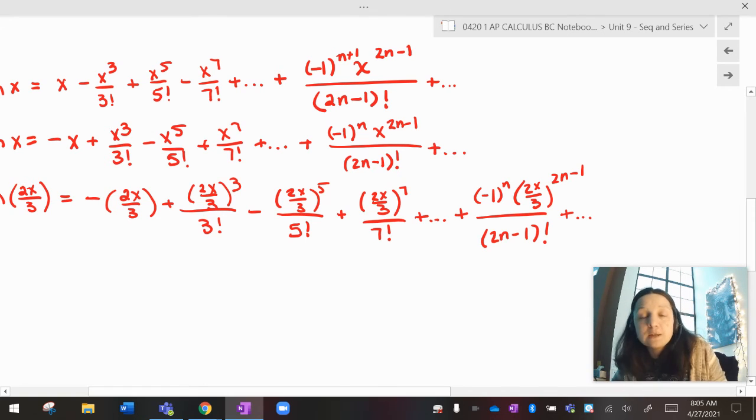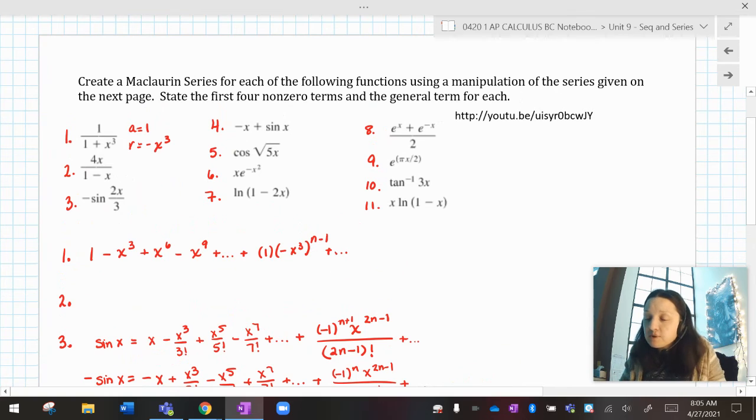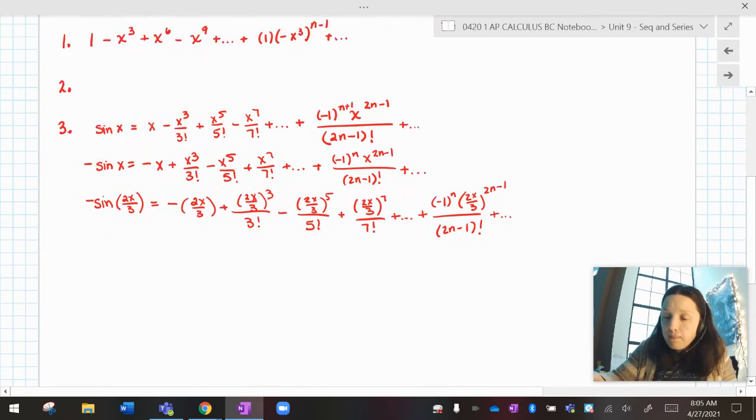That's how easy it is when you know the base function to create any other function you want with sine: you just modify your polynomial the same way you modified the original. All right. And that's what we're going to do for the rest of these. So I'm going to pick another one here. I think what I want to do is I want to do number 4.